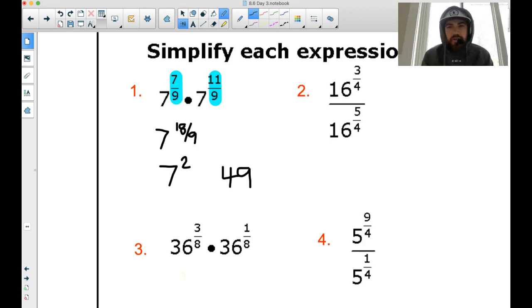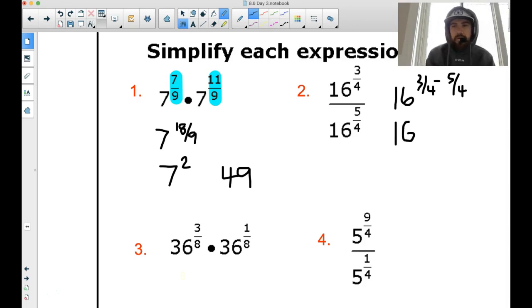Okay, now we're dividing two powers. And so for dividing two powers with the same base, we can subtract their exponents. So this is going to be the same as 16 to the 3/4 minus 5/4. Oh boy, it's hard to write. 3/4 minus 5/4. Okay. 3/4 minus 5/4 is going to be a, Mom? 3/4 minus 5/4. Negative 2/4. Negative a half.